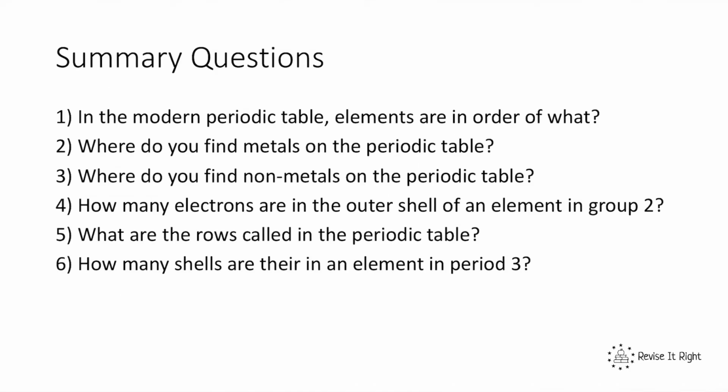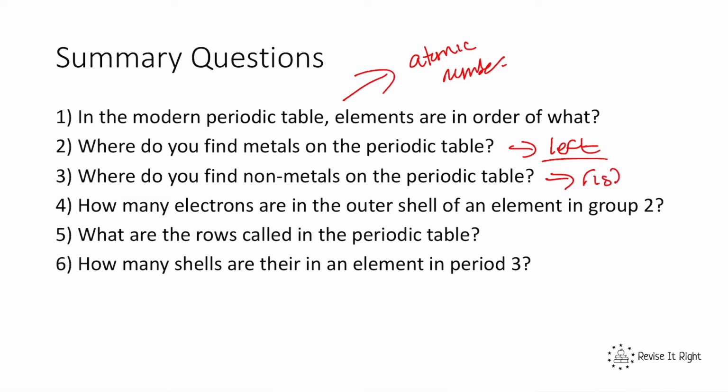Here are some summary questions. Pause the video to have a go. Okay, so in the modern periodic table, elements are arranged in order of what? Their atomic number, which is of course the amount of protons they have. Where do you find metals? To the left of the staircase, and non-metals to the right.